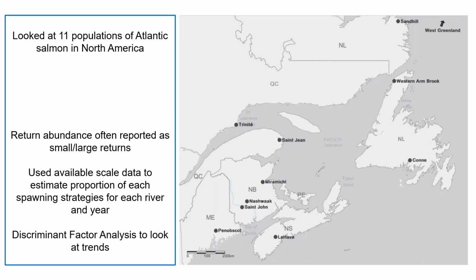So we looked at the return abundances of small and large salmon, and then, looking at a subset of scale data, we assigned whether those small and large salmon were maiden spawners or repeat spawners. And then we looked at that for all the years for which we had data, and we used a discriminant factor analysis to look at trends. As you can see from the map, the populations cover a broad area, all the way from Maine to northern Newfoundland, and even Labrador.